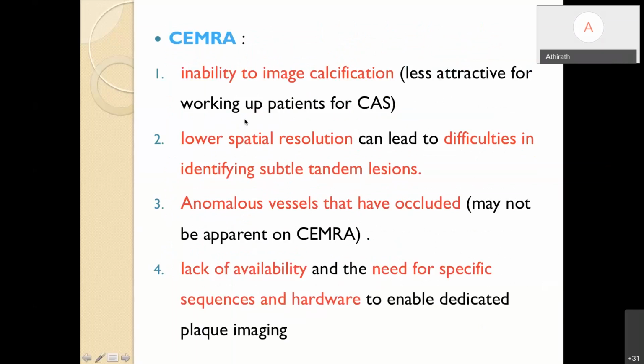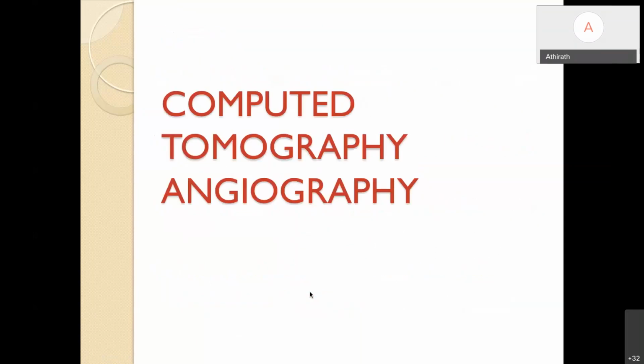Limitations of MR angiography: as I've told you, the calcification can't be known. There will be difficulties in identifying certain tandem lesions. Anomalous vessels that have been occluded will not be known properly. There is also lack of availability and the need for specific sequences and hardware. The next imaging modality is computed tomographic angiography.